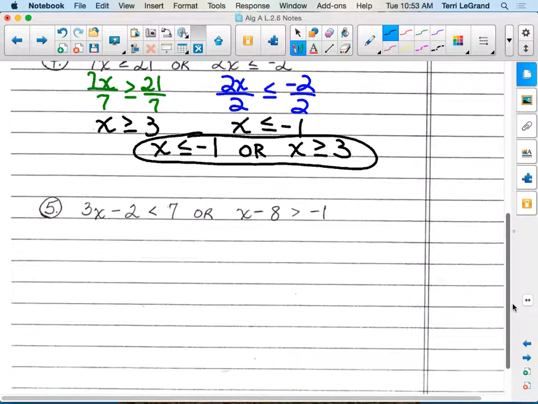So we all should have ended up with the first one solving to be x is greater than or equal to 3, and the other one, x is less than or equal to negative 1. Could anybody tell me why we don't switch the symbol in this second one? There's a negative involved. You're not dividing by a negative, you're dividing into a negative, aren't you? Not by a negative.